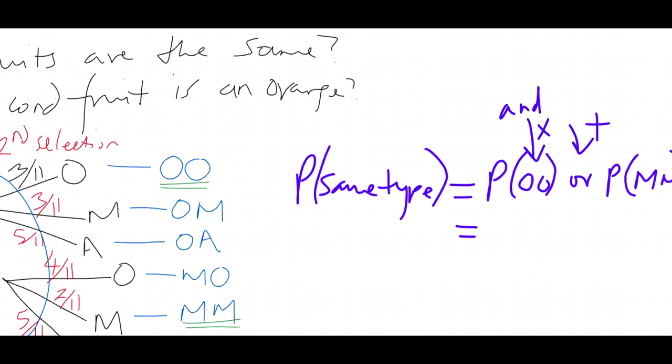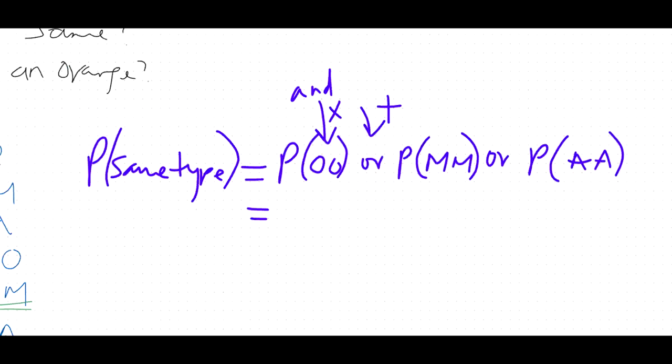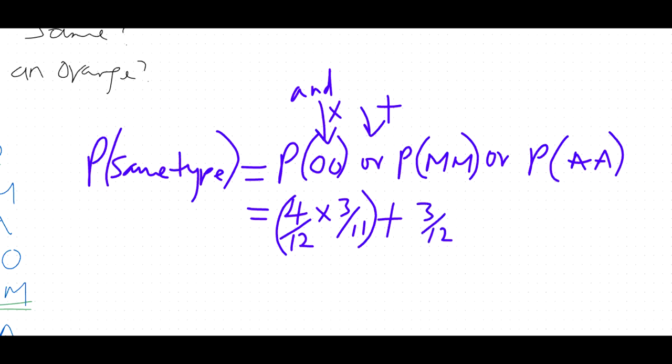So the first one will be 4 out of 12 multiplied by 3 out of 11, or, since I've said it is add, then you have 3 out of 12 multiplied by 2 out of 11, like that, or you have 5 out of 12 multiplied by 4 out of 11.